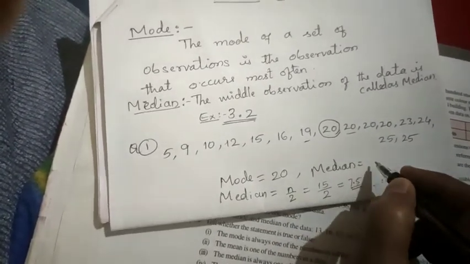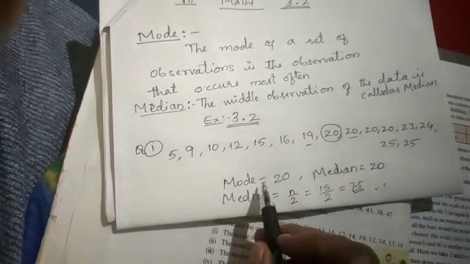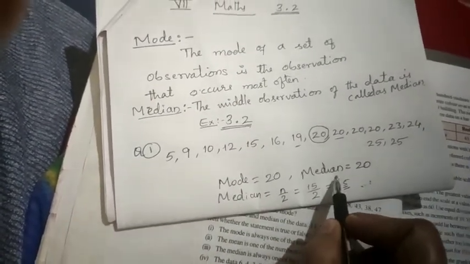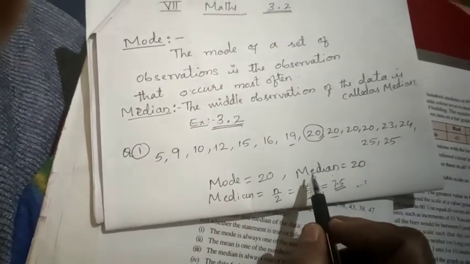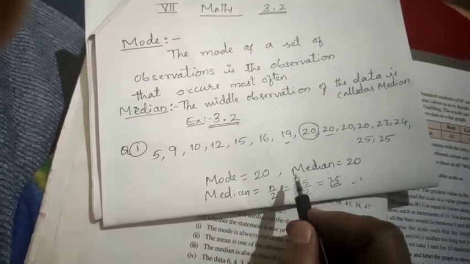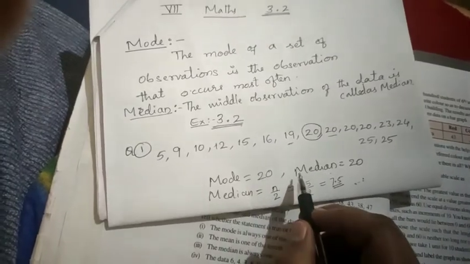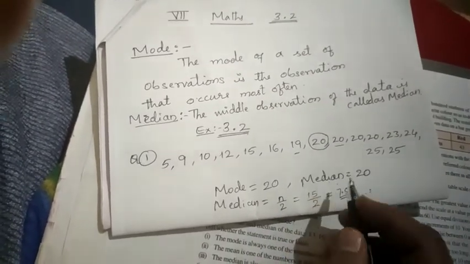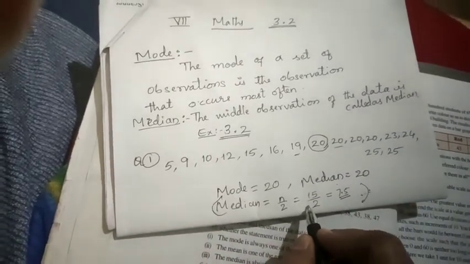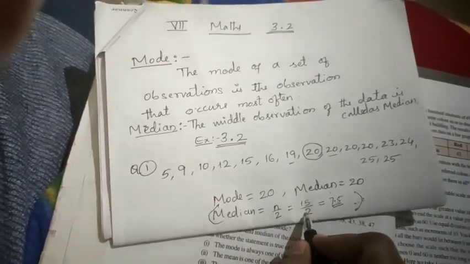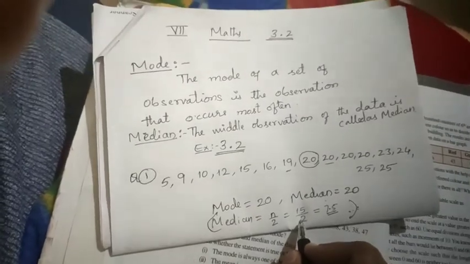Median equal to 20. Are mode and median both the same? Yes. In this question, it doesn't happen in all the problems. In this question, mode and median both are the same. So what I have written here, n by 2 and all, you write in the margin. Don't write in the main place. Okay, this is for your reference.